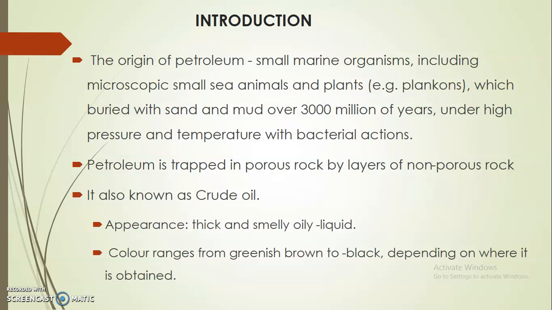So what is actually petroleum? It is also known as crude oil, and its appearance is a thick and smelly oily liquid, and the color ranges from greenish brown to black depending on where it is obtained. It is a complex mixture, mainly consisting of hydrocarbons, that is, compounds made of hydrogen and carbon only. Other compounds such as sulfur, nitrogen and oxygen combined with carbon and hydrogen are also found. The major constituents of petroleum are alkanes, which are a homologous series of hydrocarbons.